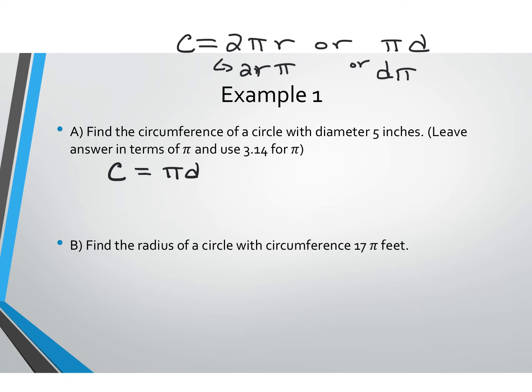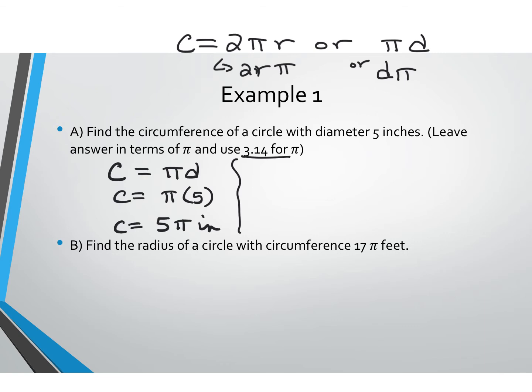So for this one, my diameter is 5. So I'm going to replace the d with a 5. So if left in terms of pi, my answer is 5 pi inches. Sometimes on an SAT, that's how you're going to leave your answer, because it may be in the non-calculator portion of an SAT.